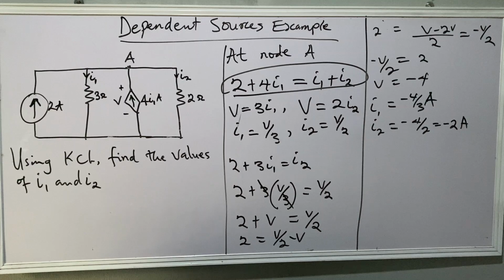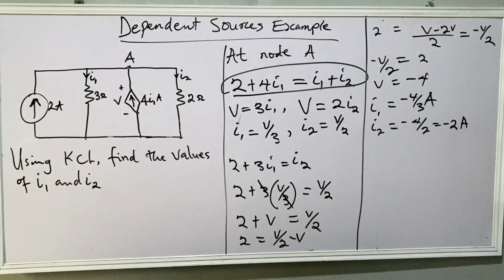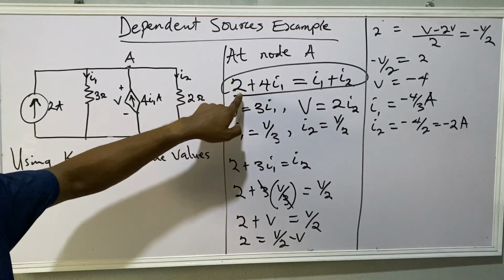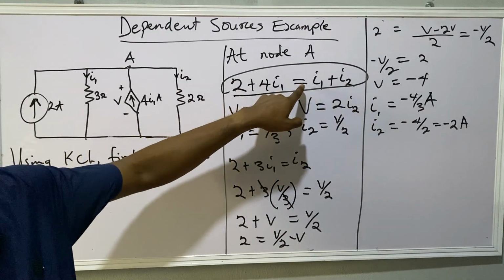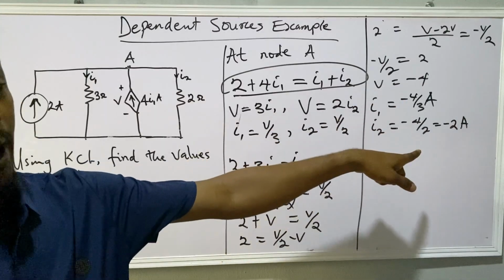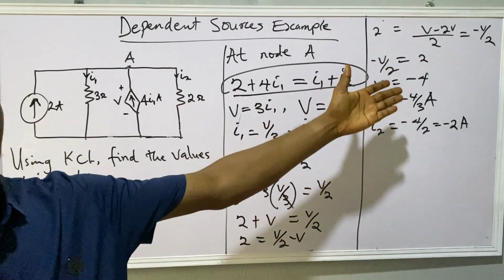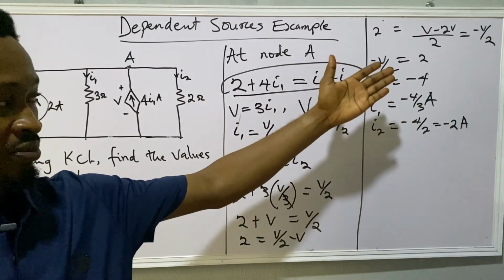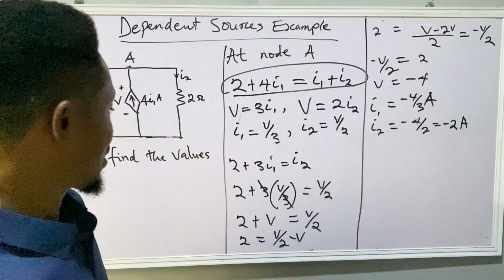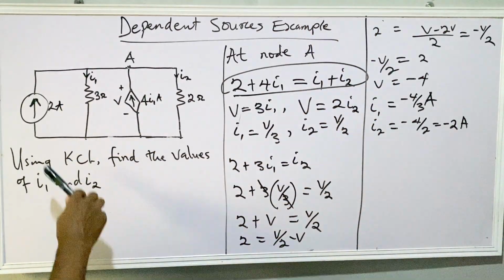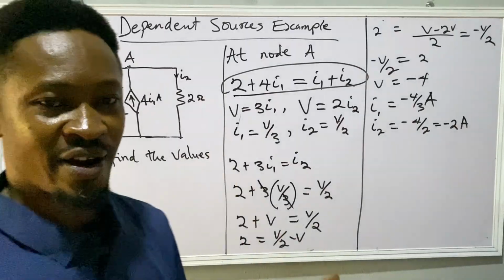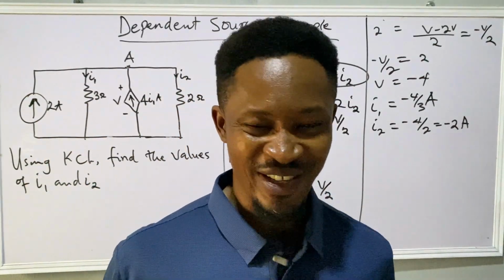If we want to check whether Kirchhoff's law is right, we can see that from here, 2 plus 4I1 equals I1 plus I2. If we do that, we have the same answer. So this has given us the value of I1 and I2. It's very simple, very easy to do.